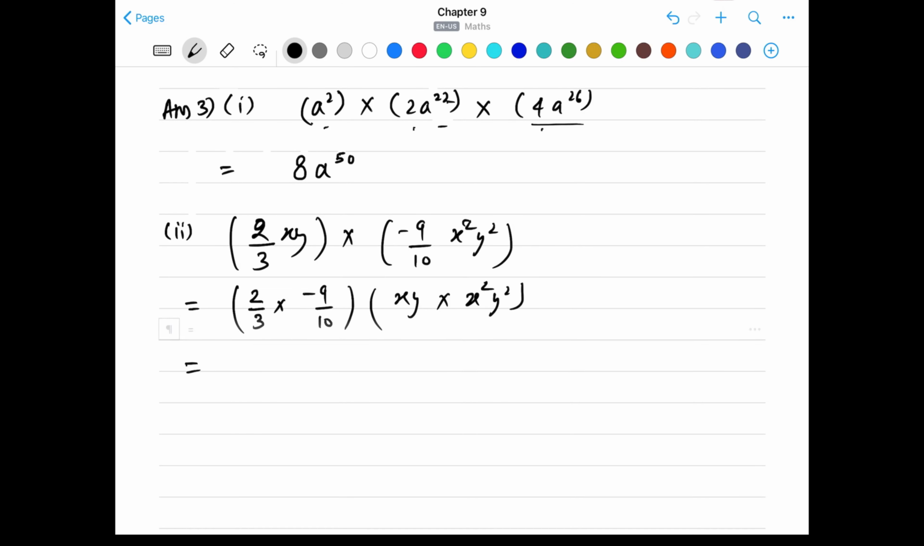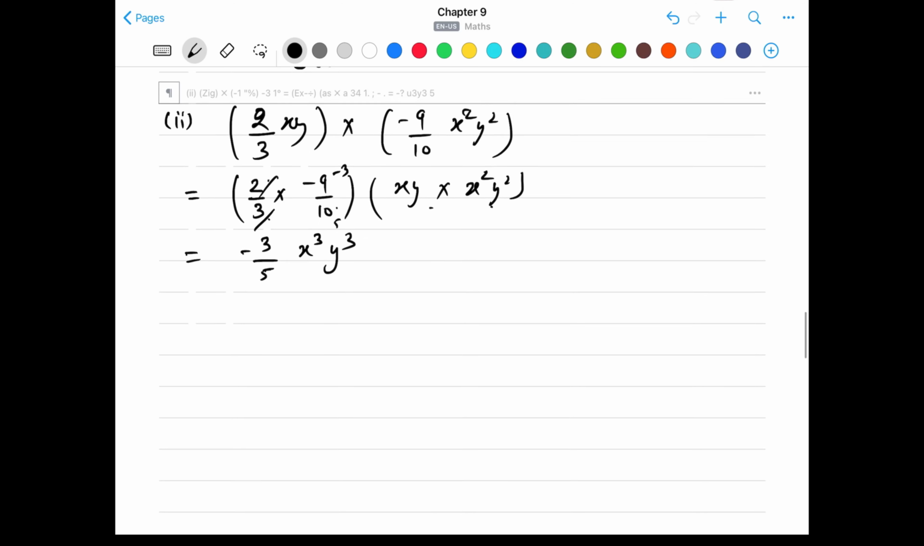Okay, so this 3, when this minus 9 is divided by 3, we get minus 3 here, and this 2 divided by 10 will give us 5 here. So these two will be cancelled out. So what remains is minus 3 by 5. Okay, and here we'll get x cube into y cube. So the result is minus 3 by 5 x cube y cube. Okay, so that's the answer of part second of question number 3.